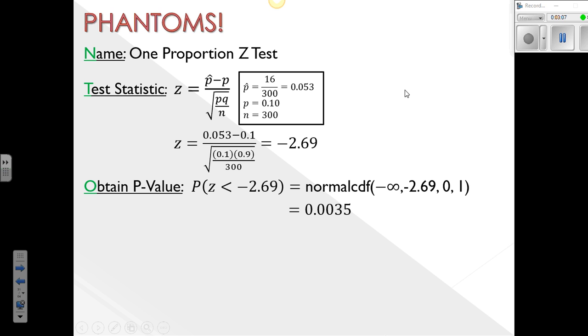0.0035. Okay. This work right here, this normalcdf, I just kind of put that there. You don't have to do that if you use the button in the calculator. Remember, which button are you using in the calculator? Number 5. Okay.